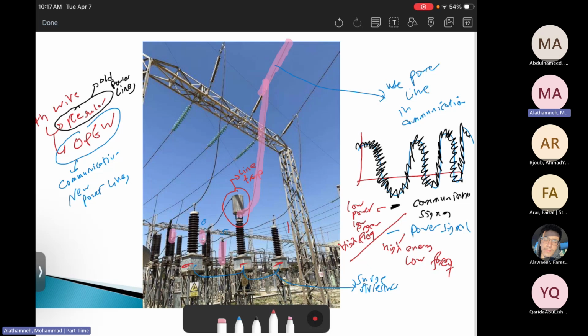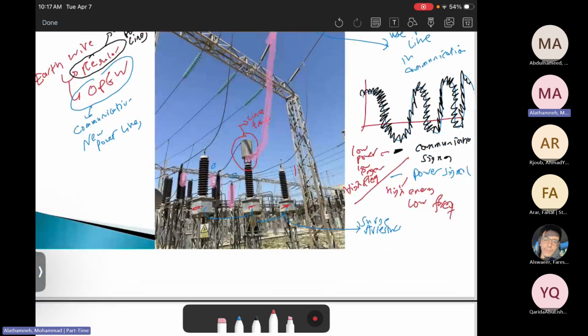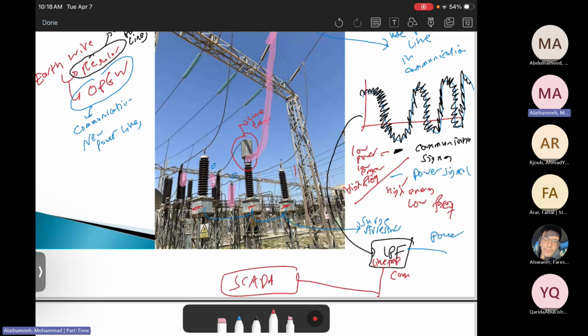Now, when we reach the substation, we need to distinguish which one is the communication and which one is the power. And we need to get useful information from the power signal. Therefore, the line trap is basically a low-pass filter. This is a line trap. Then you can take one output, which is the power, and another output goes down to the substation, which is the communication. So this will go to the SCADA system, while the power will go to the transformer, the bus bar, etc.